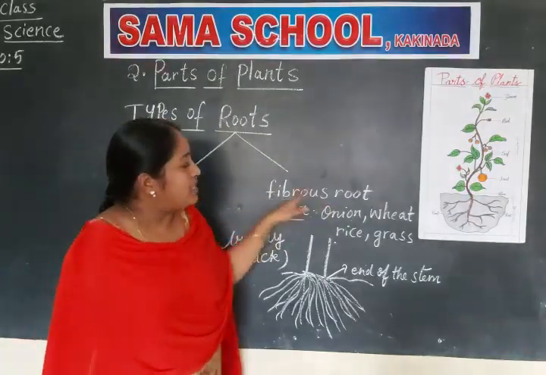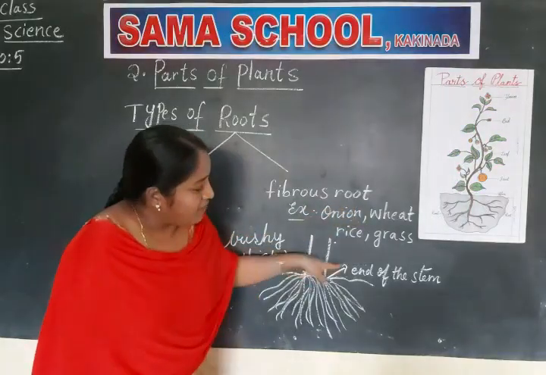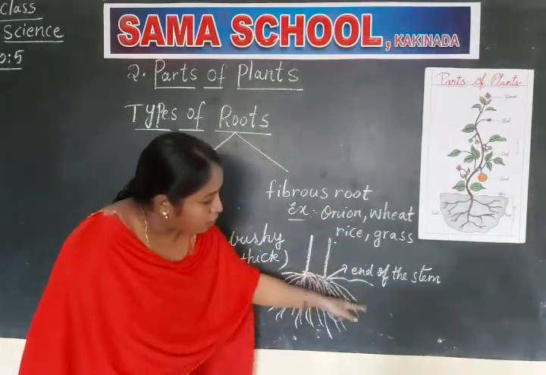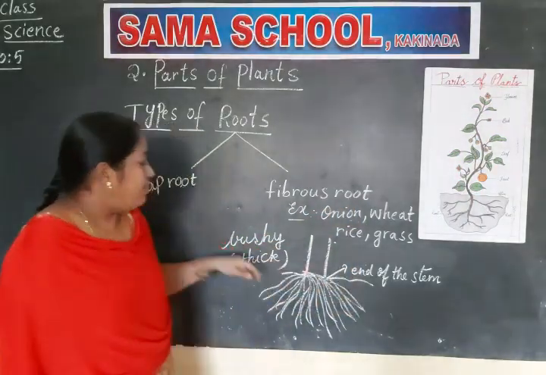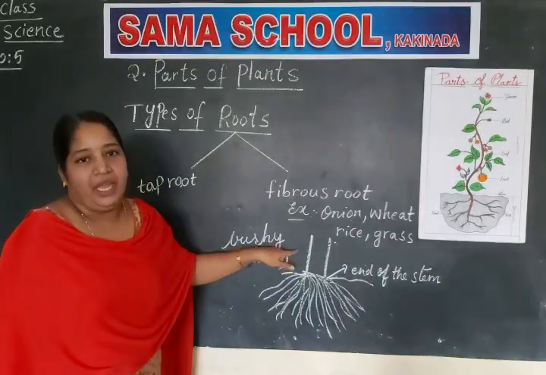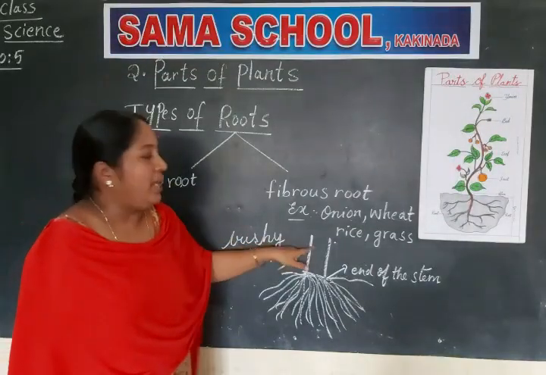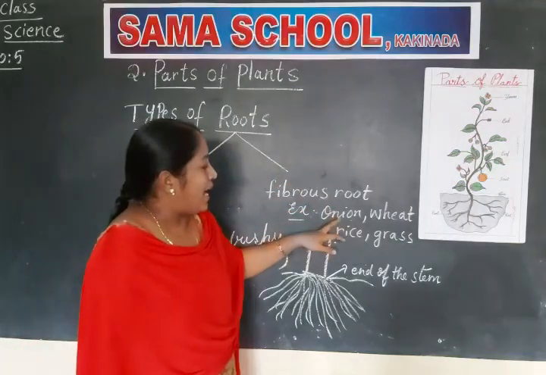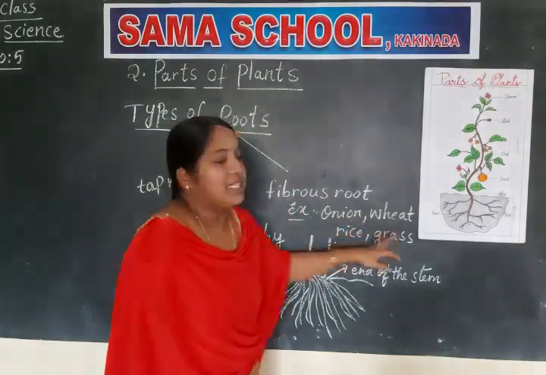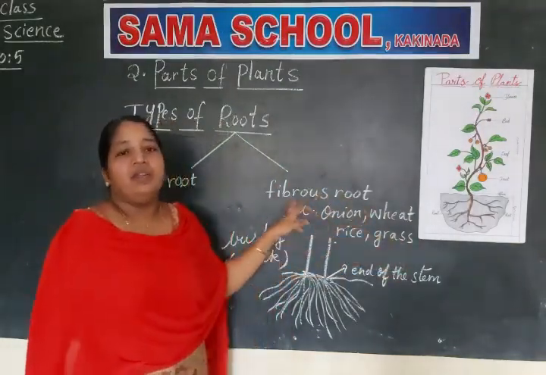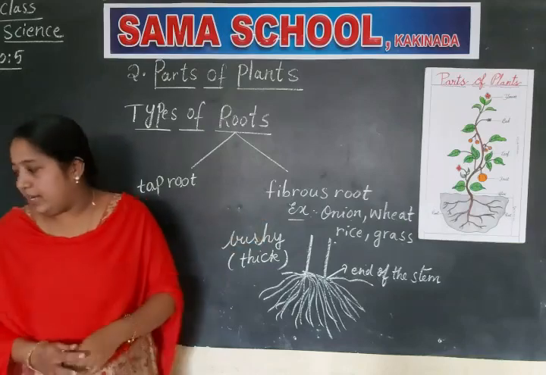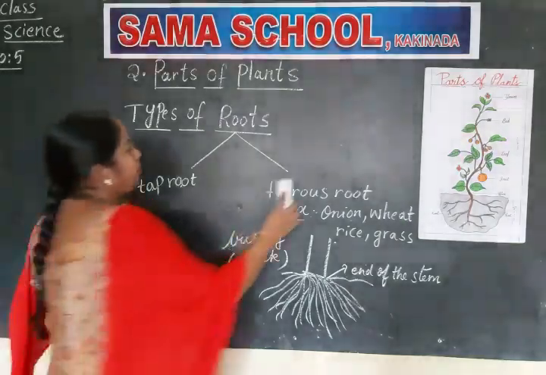And the second root is fibrous root. From the end of the stem, more roots grow, and they are bushy in appearance. They are very thick. And if you observe plants such as onion, wheat, rice, grass, you find fibrous root. Okay, children?